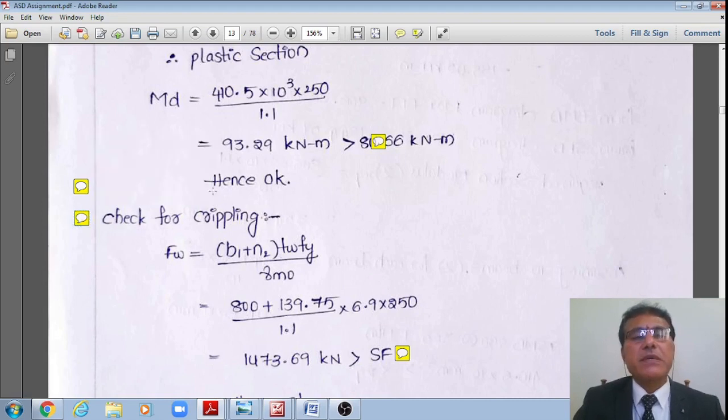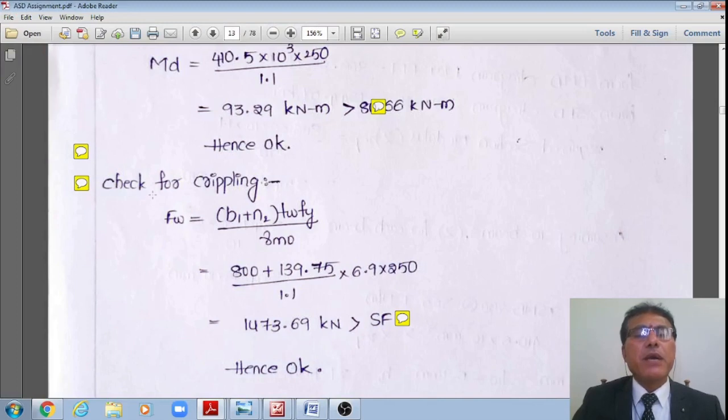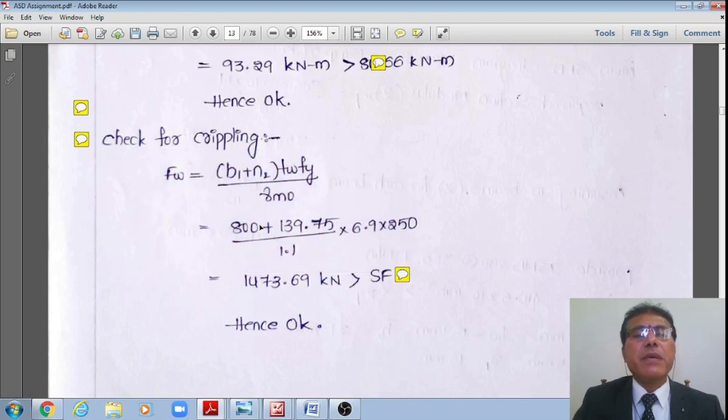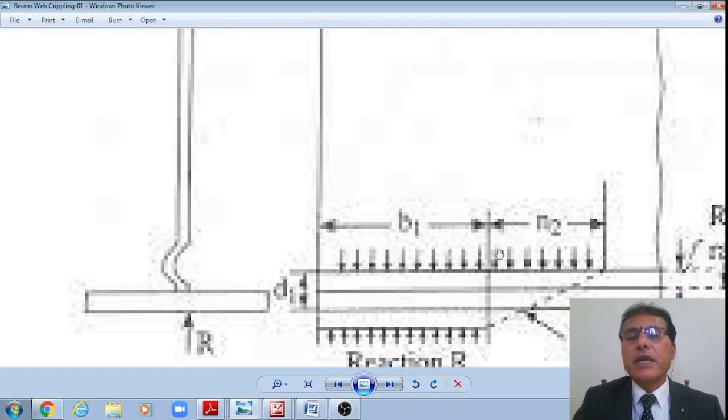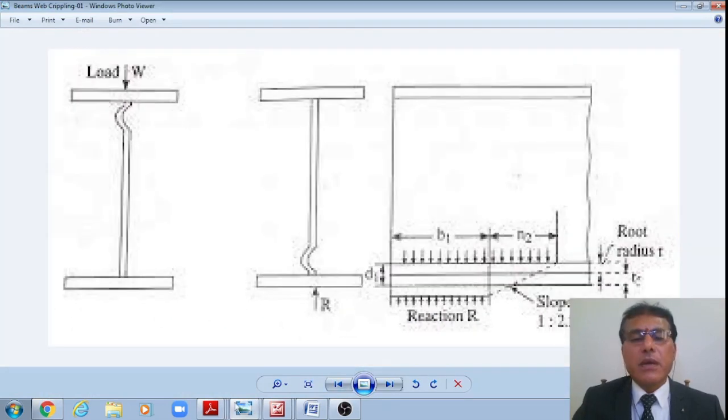I already showed this in the previous subheadings, right? Therefore, now I'll get the crippling load in the web given by this formula: b1 plus n2 multiplied by thickness of the web divided by gamma m0. Upon substitution, I'll get b1 plus n2. How to calculate n2, I already showed, right? Now I'm getting n2 equal to 139.75 here. This n2 is at a dispersion of 1:2.5, students, right?